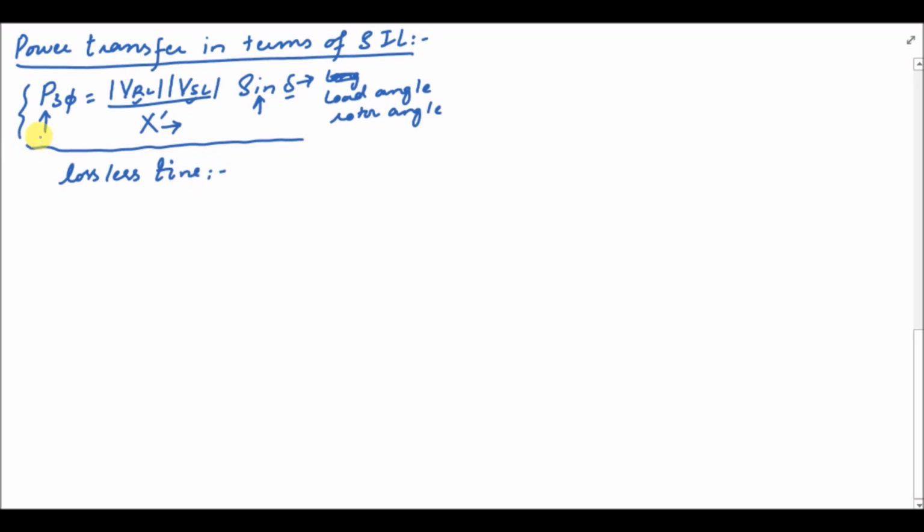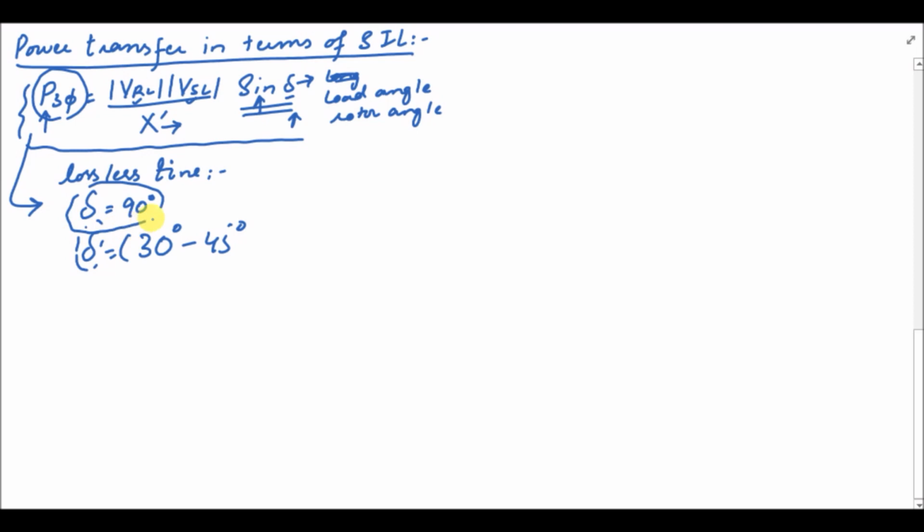In order to get the maximum power transfer value, you have to put delta equal to 90 degrees, because sine 90 is equal to 1. So this three-phase real power will become maximum whenever delta is equal to 90 degrees. For transmission lines, the load angle is actually somewhere between 30 to 45 degrees. So this is the load angle for the transmission line, and in order to get the maximum power transfer, you will have to put delta equal to 90 degrees.